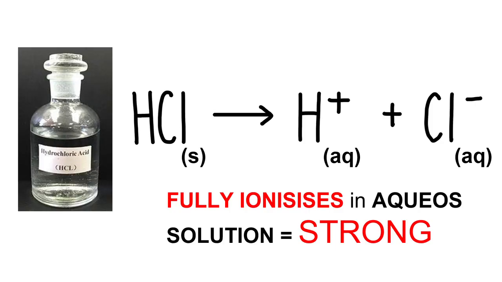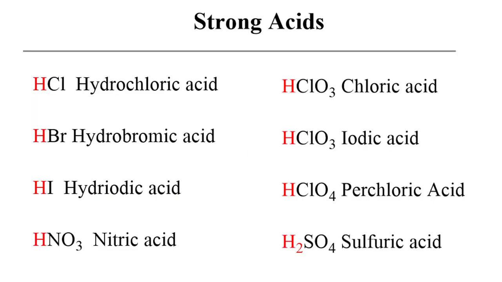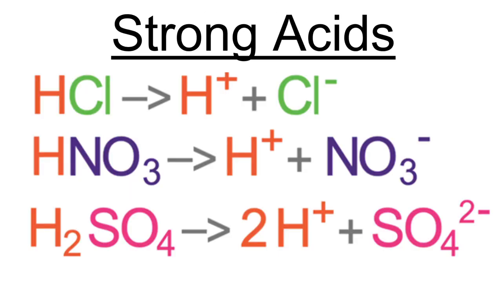So this is fully ionized. It's just a one-way arrow. Fully ionizes in aqueous solution for the full marks. That's strong. Here's a list of some strong acids. As you can see, they all contain hydrogen. Here are the 3 main ones on our course: hydrochloric acid, nitric acid, and sulfuric acid.